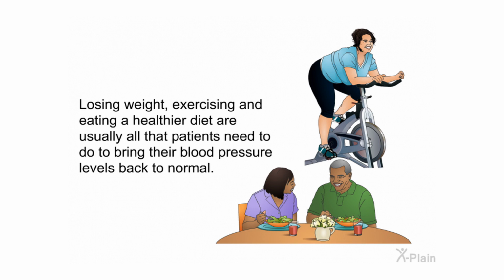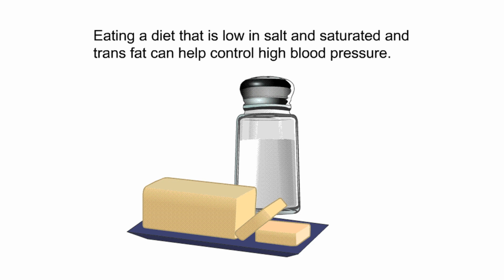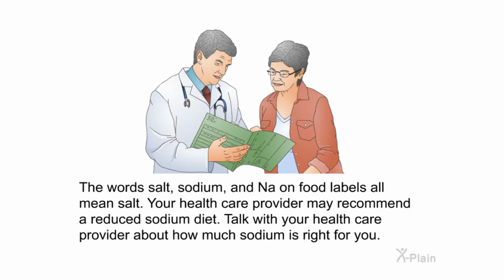Losing weight, exercising, and eating a healthier diet are usually all that patients need to do to bring their blood pressure levels back to normal. Eating a diet that is low in salt and saturated and trans fat can help control high blood pressure. The words salt, sodium, and Na on food labels all mean salt. Your healthcare provider may recommend a reduced sodium diet. Talk with your healthcare provider about how much sodium is right for you.